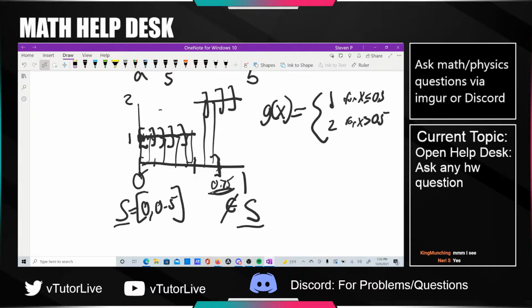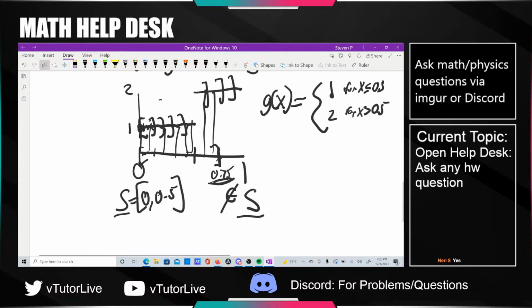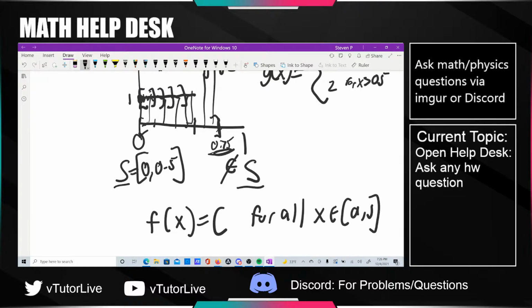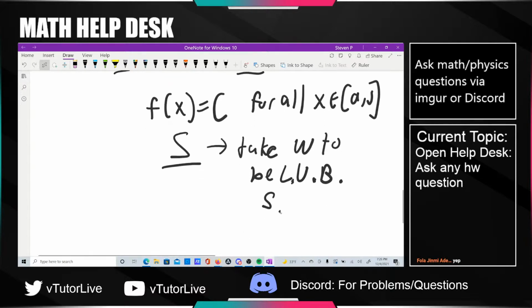So S is the set of all right endpoints, little s, such that A to S, they write it nice and precisely, such that f of x is equal to C for all x an element of A to little s. So they're looking at the set capital S now, and they say, take W to be the least upper bound, which in mathematical language is called the sup. I hope you've been introduced to the term sup before, because otherwise this might be a little confusing.